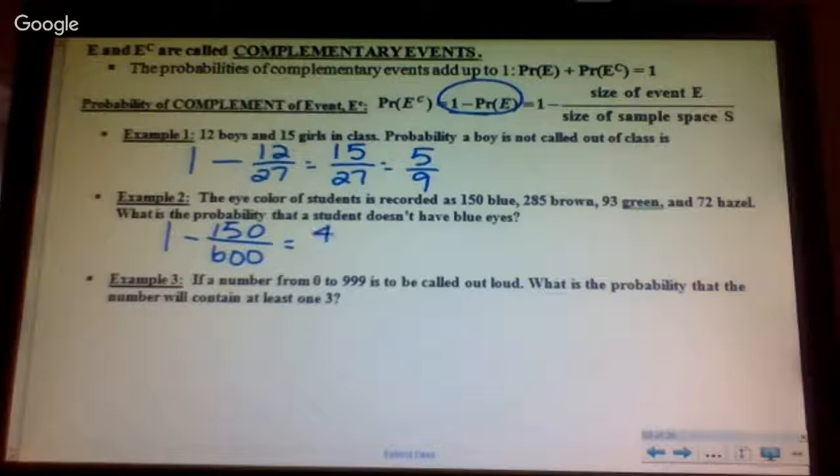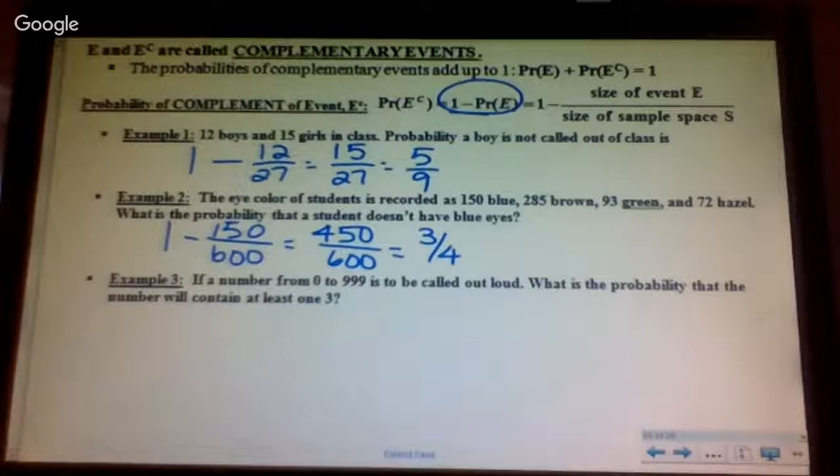3/4. It actually comes out to be 450 out of 600, which is 3/4. Again, your calculator reduces the fractions for you.